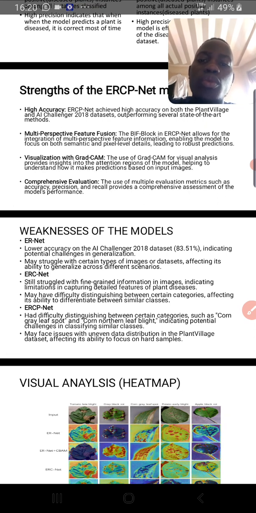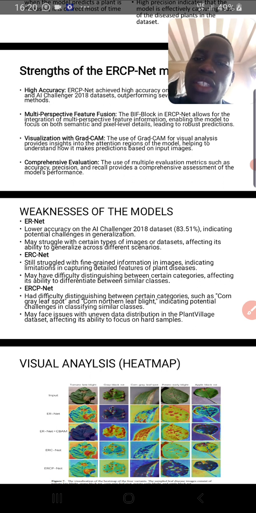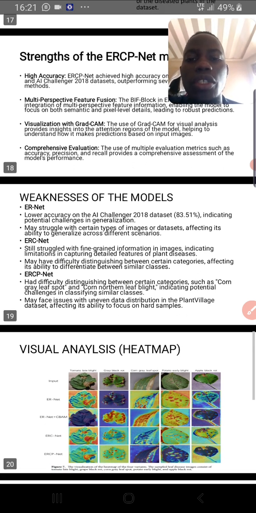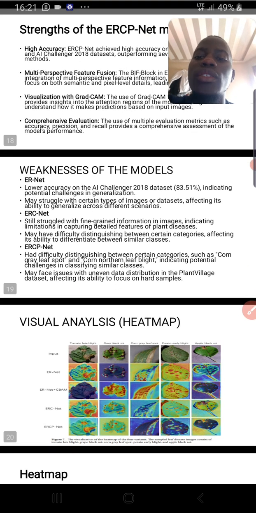Then we have visualization with GradCam. The model was using GradCam for visual analysis, which provides insights into the attention regions of the model. That is, it helps us understand how the model makes predictions based on input images. And then another strength is that it has comprehensive evaluation. It is using 3 evaluation metrics to evaluate the model's performance.